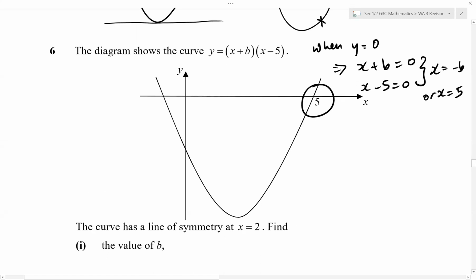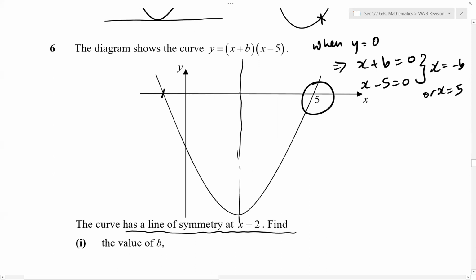x equals 5 is shown here already, which means that this value here has got to do with b. It has a value of negative b, but I don't know what that is yet. Let's look at the next clue. Line of symmetry at x equals 2. Line of symmetry passing through the middle, lowest point. This is x value 2.